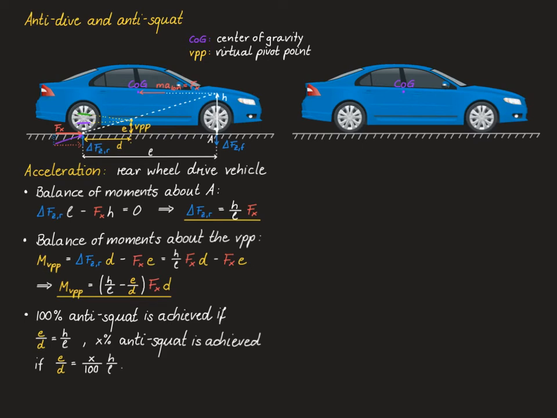From this formula, we can see that 100% anti-squat is achieved if the ratio of e and d equals the ratio of h and L, meaning that the virtual pivot point lies on the white dashed line. We say that X% anti-squat is achieved if the ratio of e and d equals X divided by 100 times the ratio of h and L.